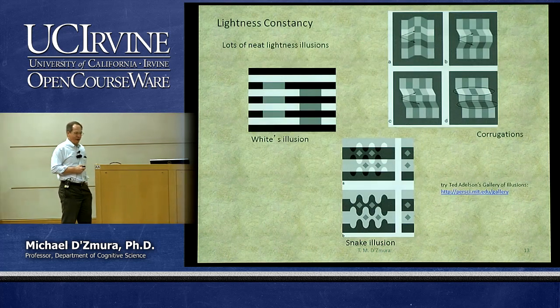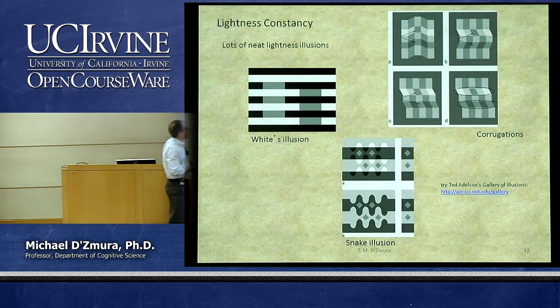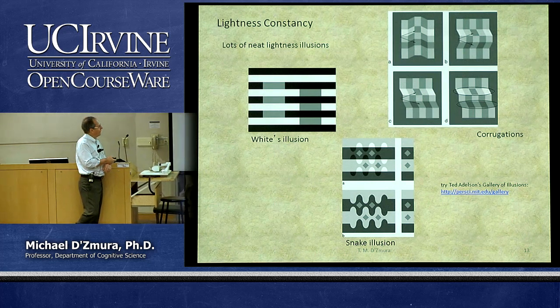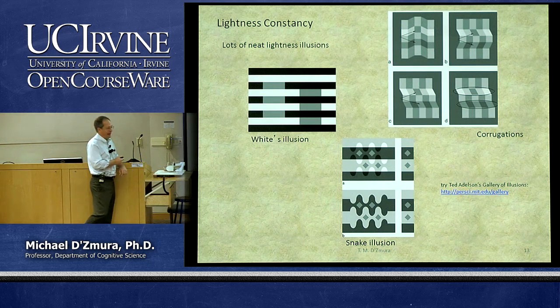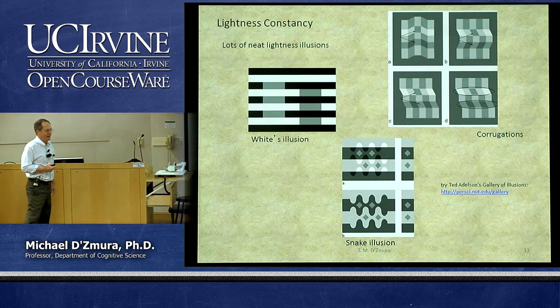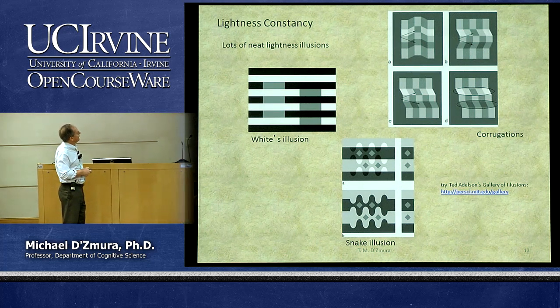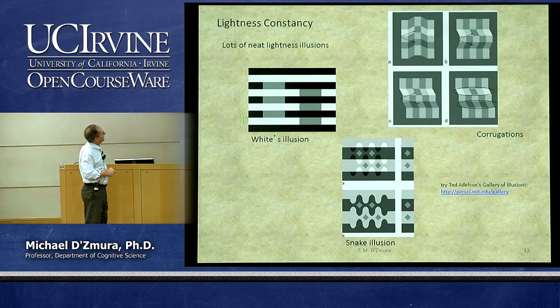When it comes to lightness constancy, you get all sorts of fun illusions, and I just want to share some of these with you. There's a fellow at MIT who's very well known for the study of these illusions. His name is Ted Adelson, and if you go to his webpage and find his gallery, I think you'll find a lot of interesting lightness and other illusions. So, this illusion is White's illusion. And you have to ask yourself, well, that doesn't look like an illusion to me.